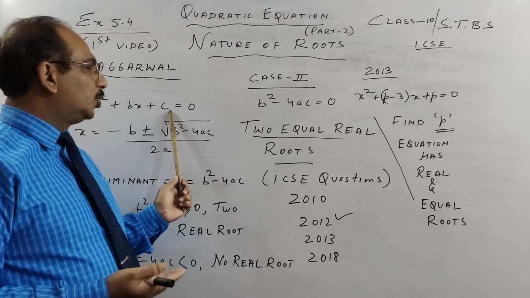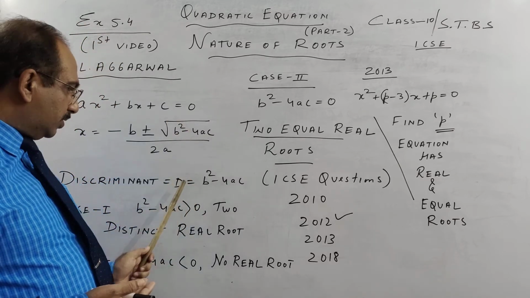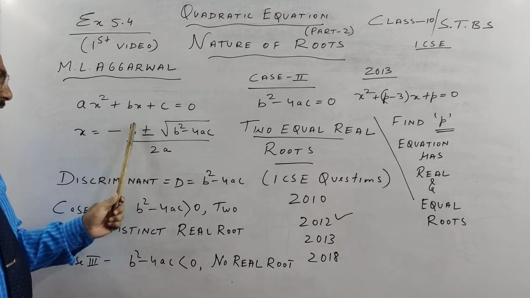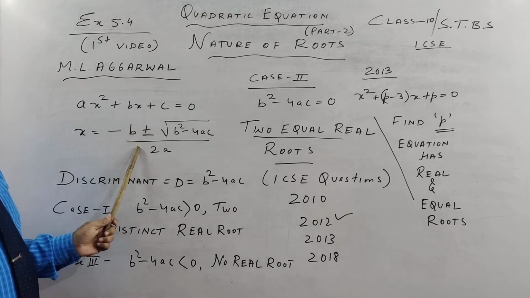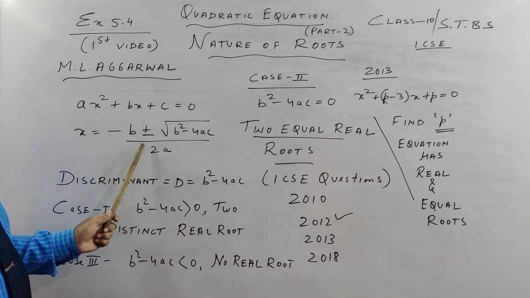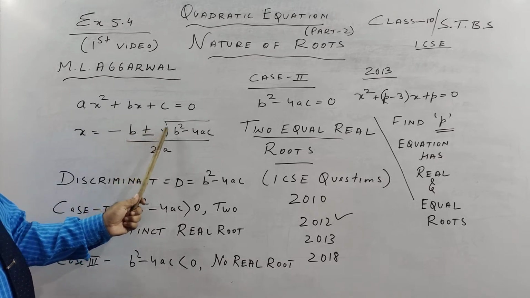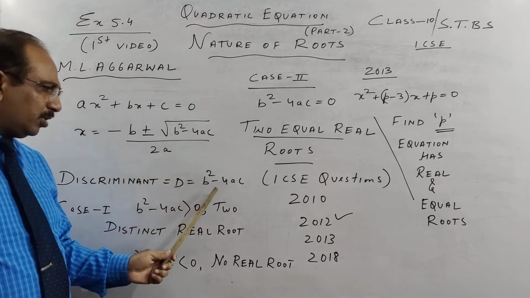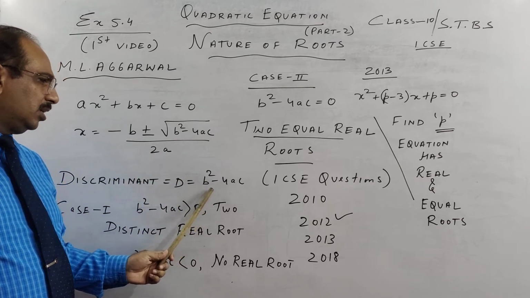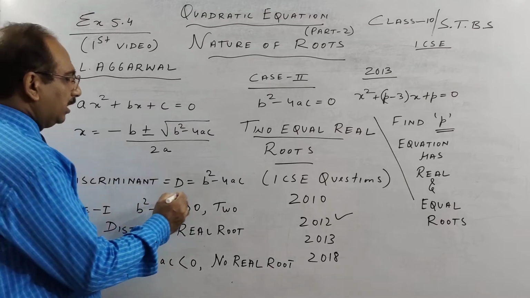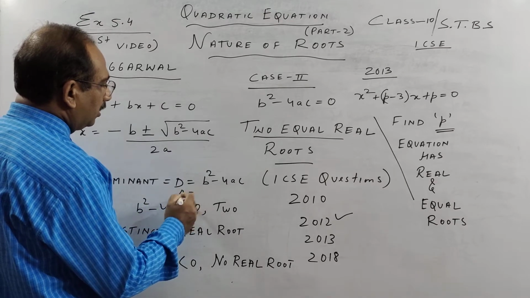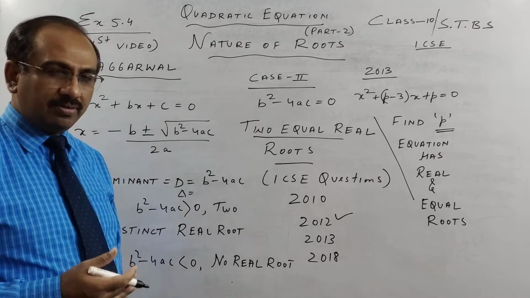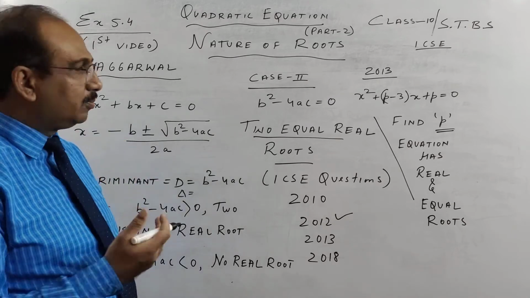So you get a positive value there, b square minus 4ac. x is the root of the equation and x is minus b plus minus root over b square minus 4ac, by 2a. This is very important children, b square minus 4ac. In class 11 and 12 it is called delta, and much more is there. So wait for my class 11 video if you want to see more.